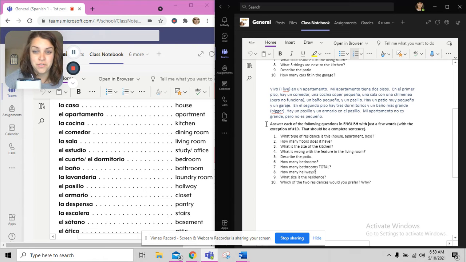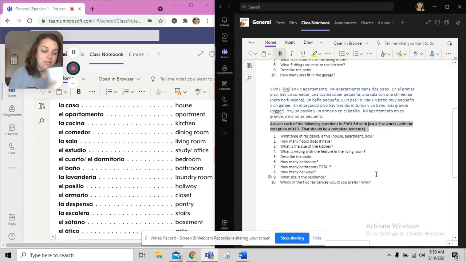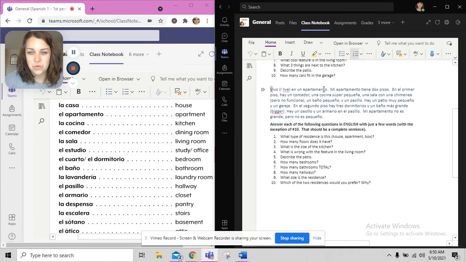All right, so then the directions here say answer each of the following questions in English with just a few words. With the exception of number 10, that should be a complete sentence. All right, so number 1, same question as number 1 from above. What type of residence is this? House, apartment, box? All right, so what type of apartment?